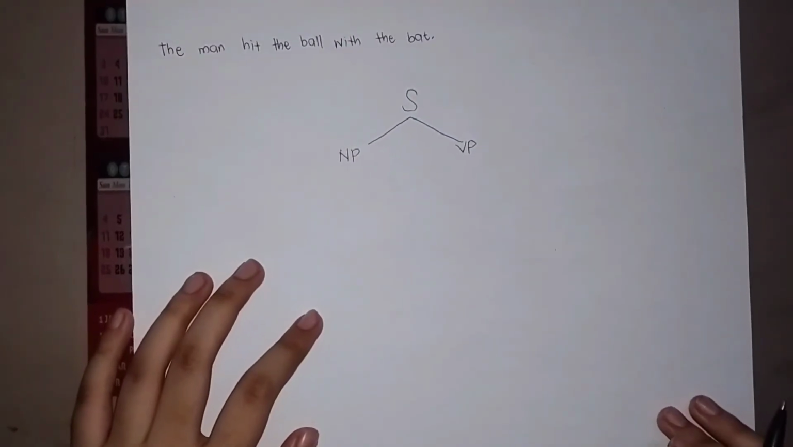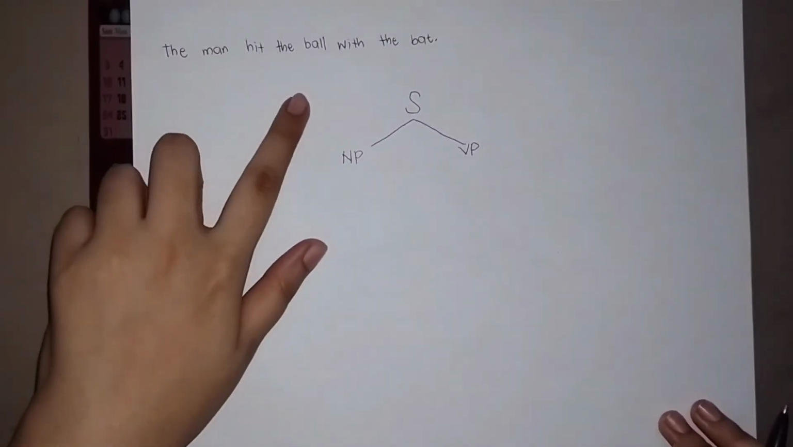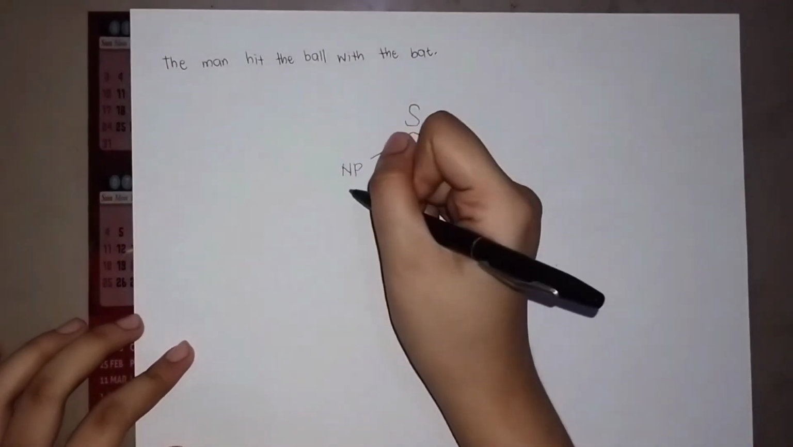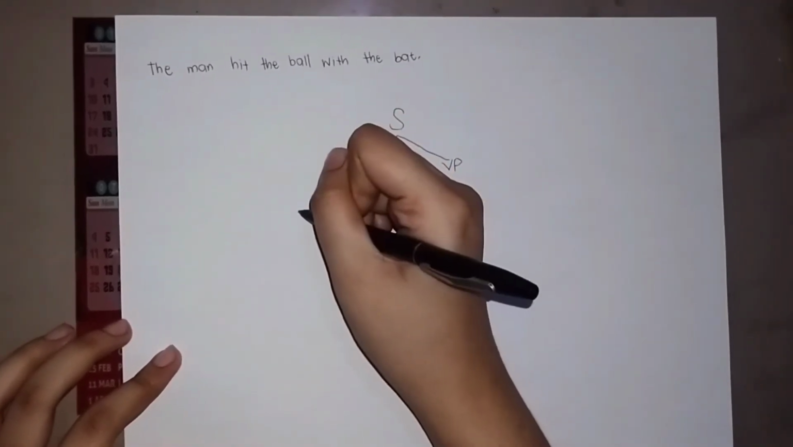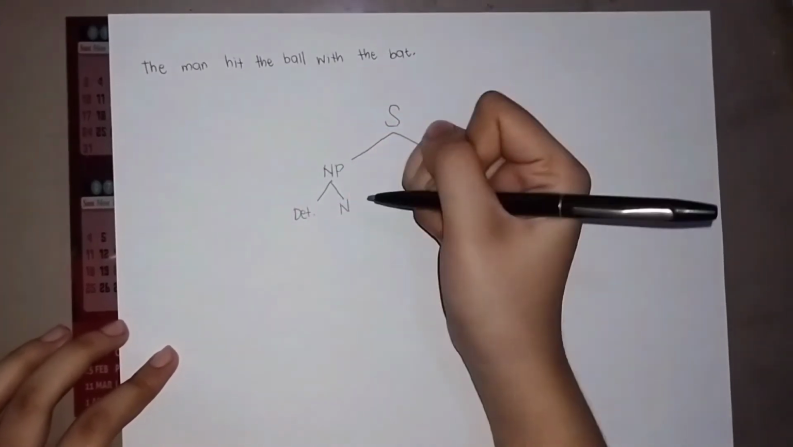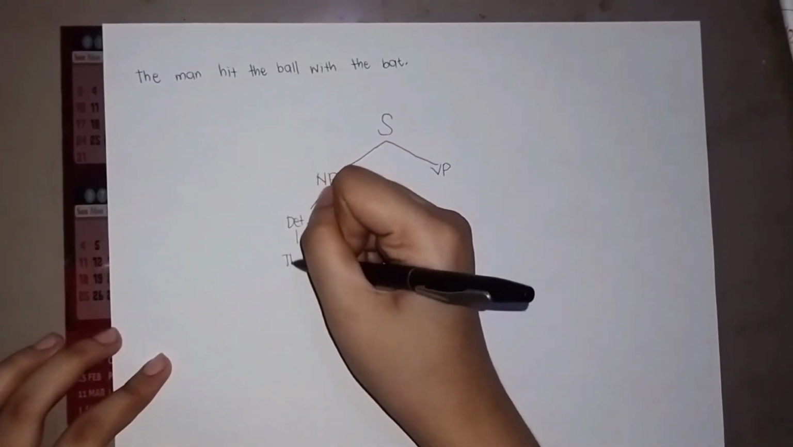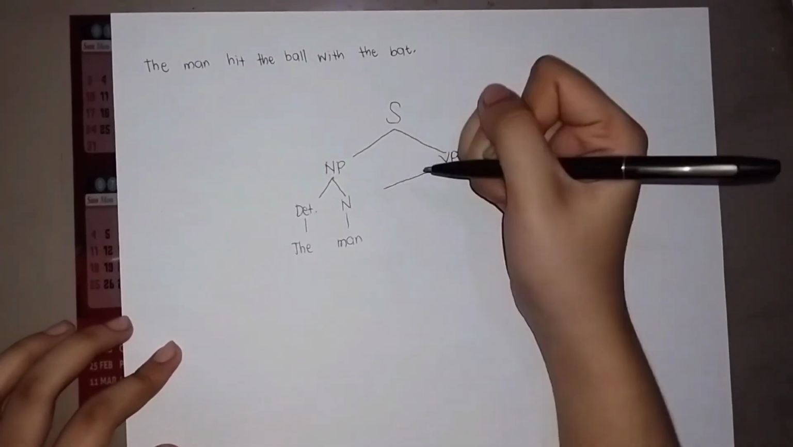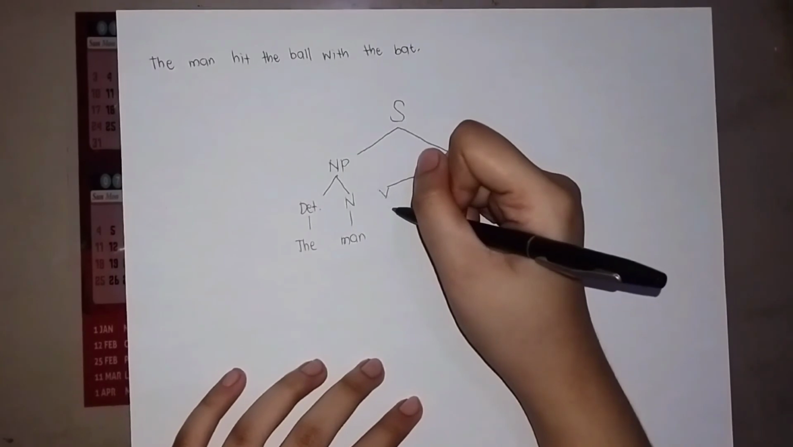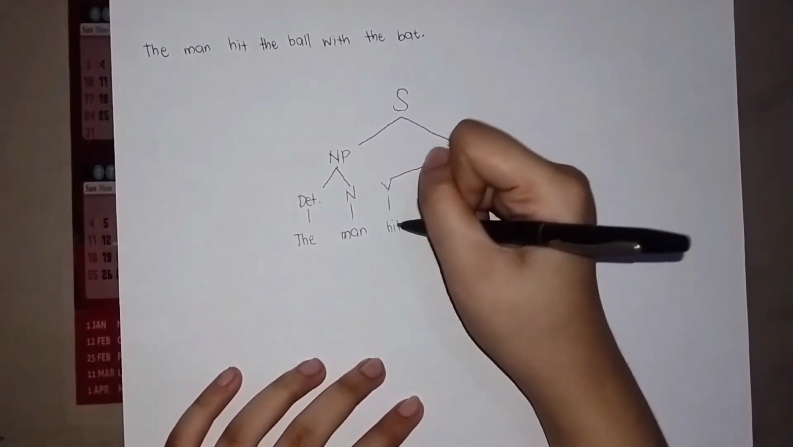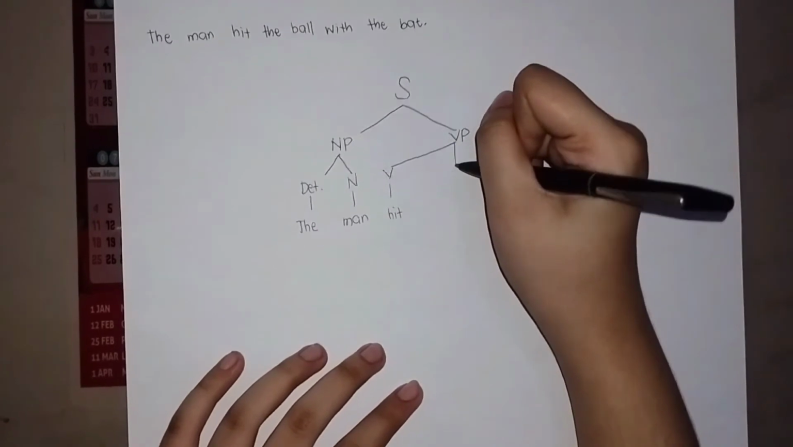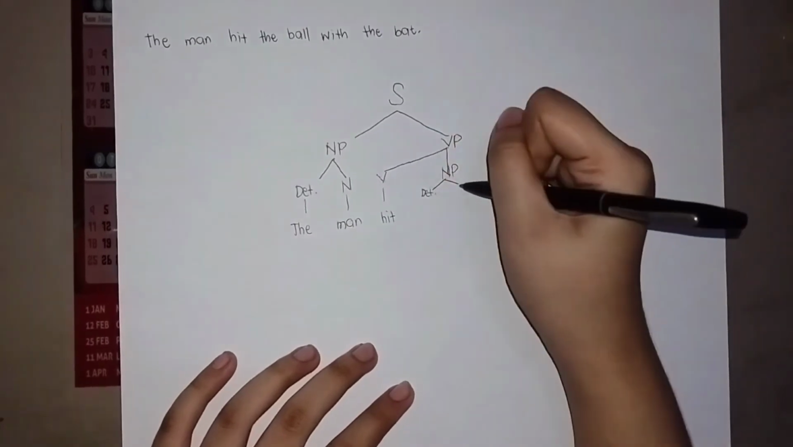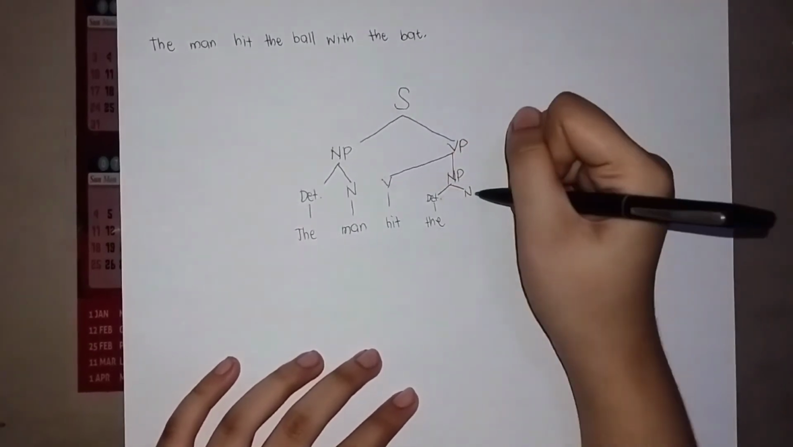So let's make another complicated sentence. The man hit the ball with a bat. Once again, let us break it down one by one. The man. Then the verb phrase. Let us drag this here since this is kind of long. Hit. Then the noun phrase. The noun ball.